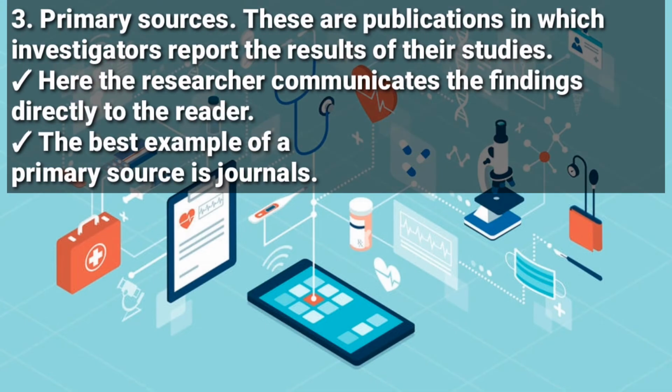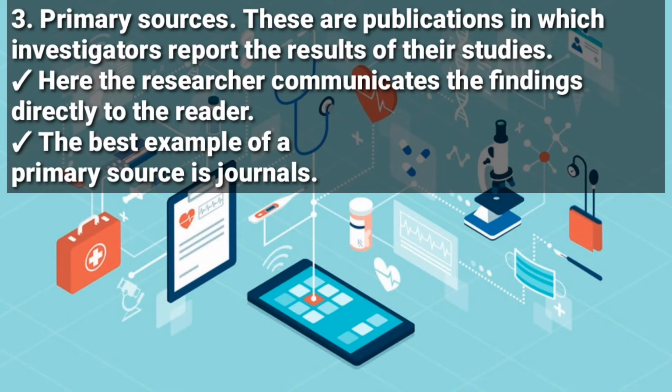Now let's look at the primary sources of literature review. Primary sources are publications in which investigators report the results of their studies. Investigators are people that went to the field, either observed, experimented, or carried out research. So the publications where investigators report the results of their studies are what we call the primary sources of literature review. Here the researcher communicates the findings directly to the reader. They go and research, they come back and they tell you.